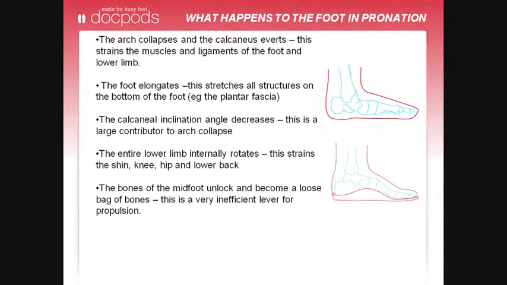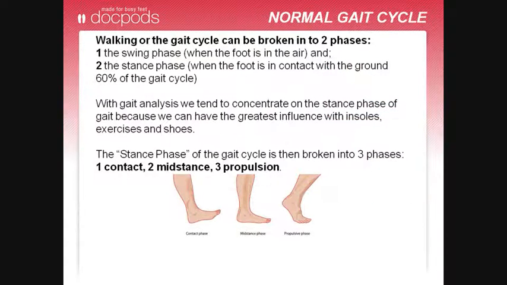Walking, or the gait cycle, can be broken down into two phases: the swing phase when the foot is in the air, and the stance phase when the foot is on the ground. In gait analysis, we tend to focus on the stance phase of the gait cycle. This is where we can make the greatest difference with shoes, inner soles, stretching, and exercising. To help us to further analyze the stance phase of gait, we break it down into contact, mid-stance, and propulsion phases.